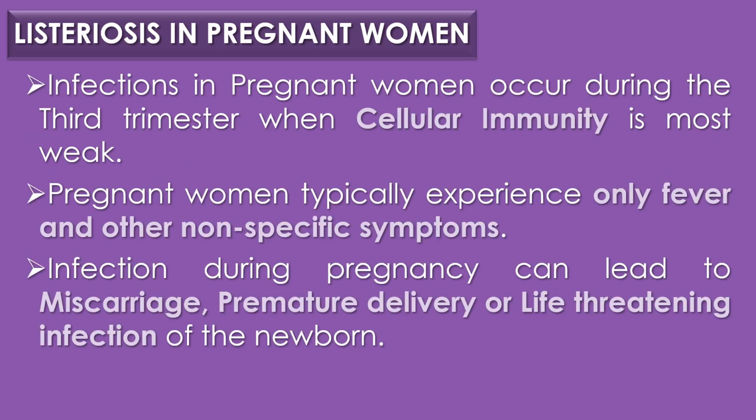The second clinical disease caused by Listeria monocytogenes is listeriosis in pregnant women. Most infections in pregnant women occur during the third trimester, when cellular immunity is weakest. Pregnant women typically experience only fever and other non-specific symptoms, and the infection during pregnancy can lead to miscarriage, premature delivery or life-threatening infection of the newborn.